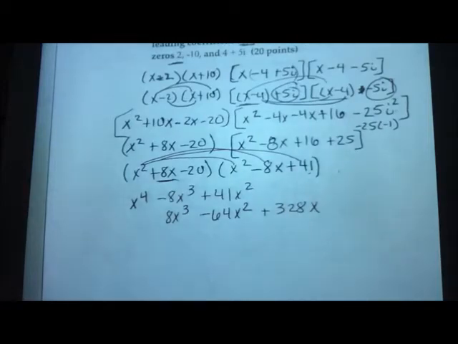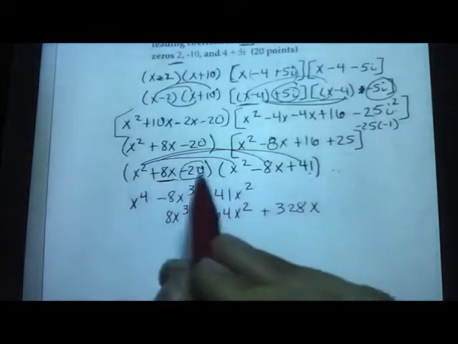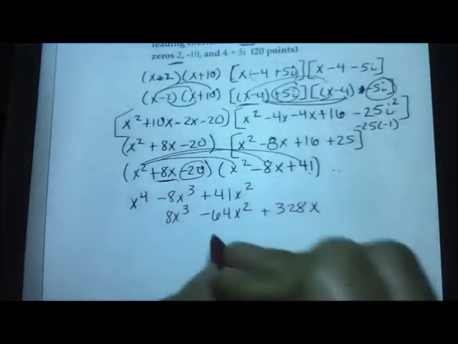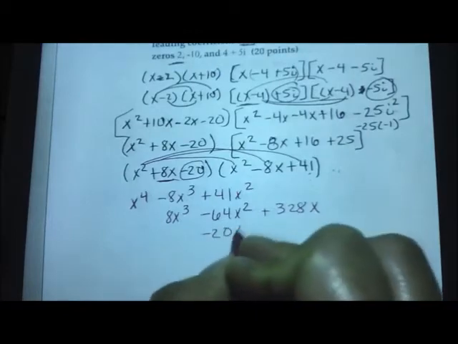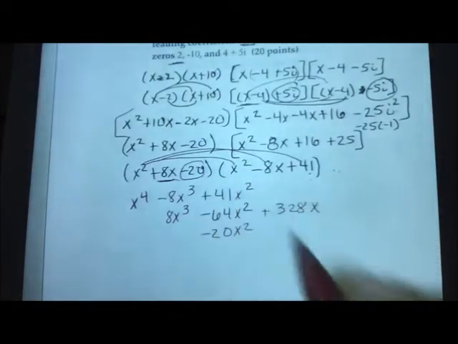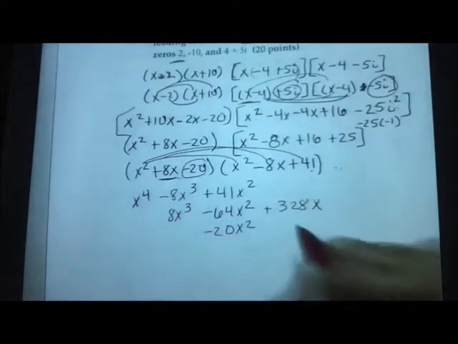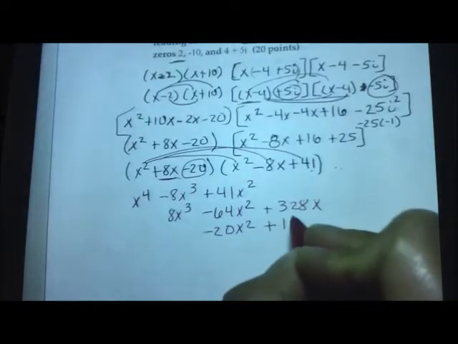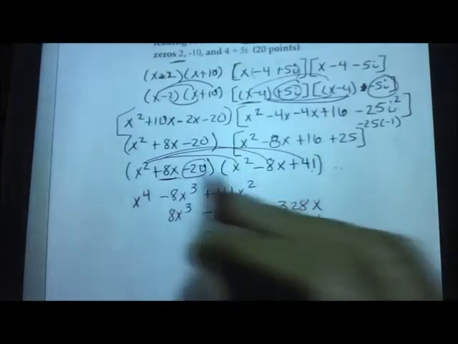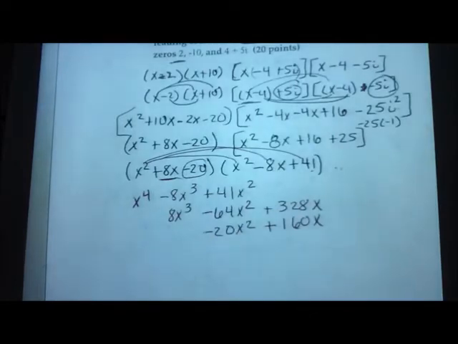And then the last one would be the negative 20 times all those. What's a negative 20 times x squared? Negative 20x squared. Negative 20 times a negative 8x becomes a positive 160x. And then what is negative 20 times 41?